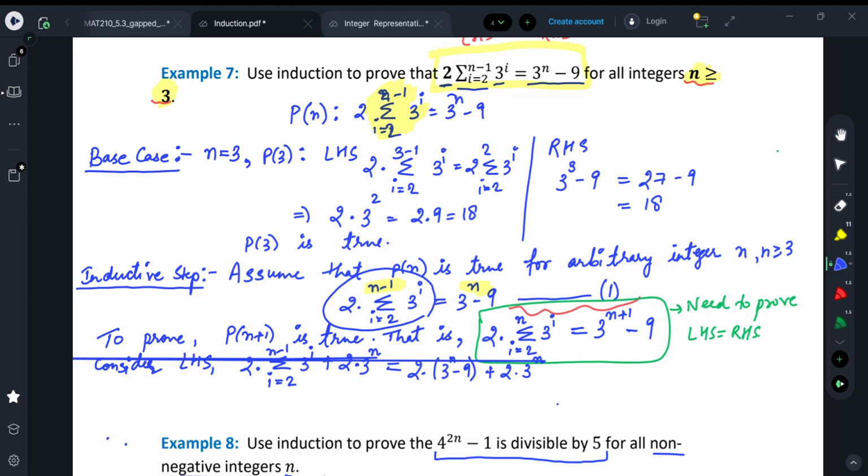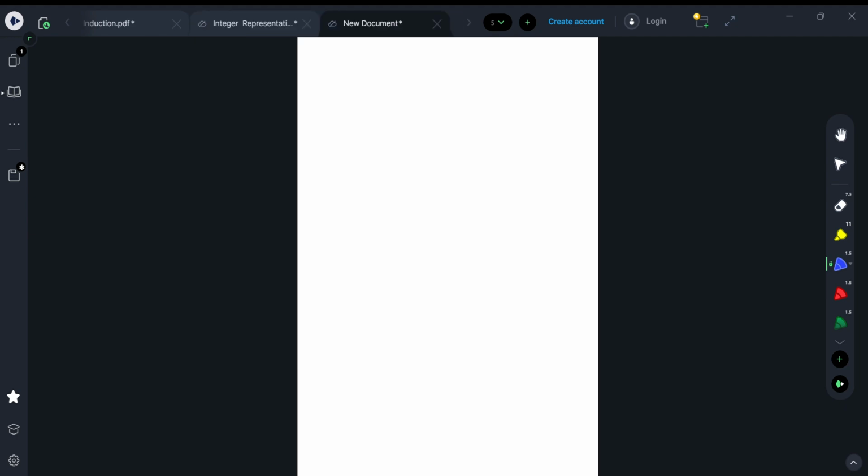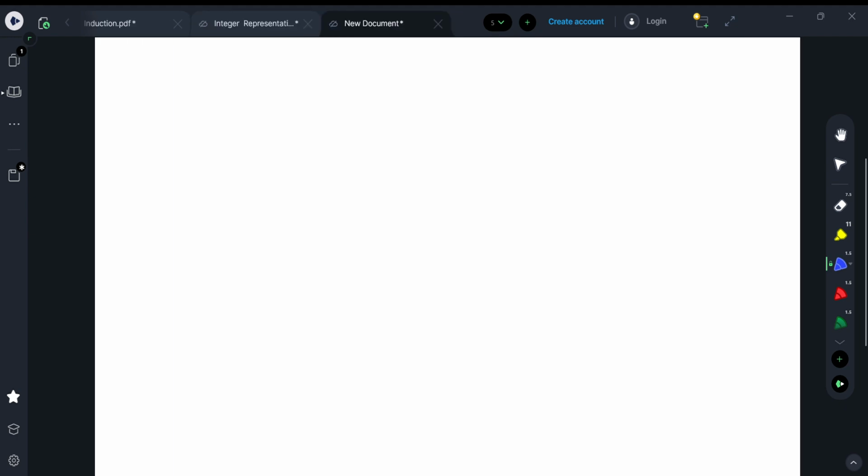So, now how do we go from here? Because I need 3 to the power n plus 1 minus 9, right? Let me open a new document. I need to fix this proof. Once I post the notes, this will be looking nice. Okay, now I need to explain this anyways to you guys.